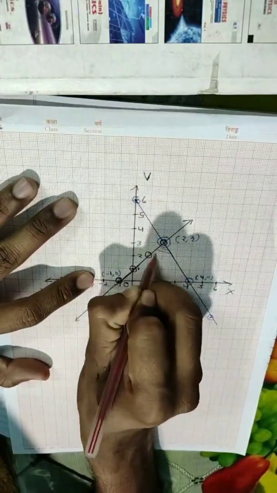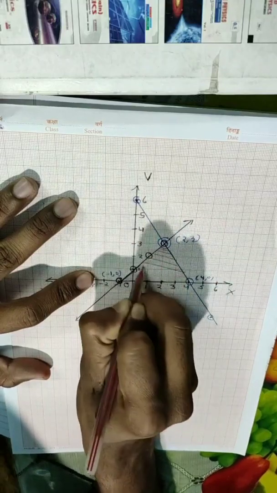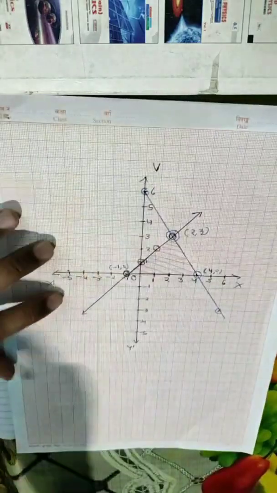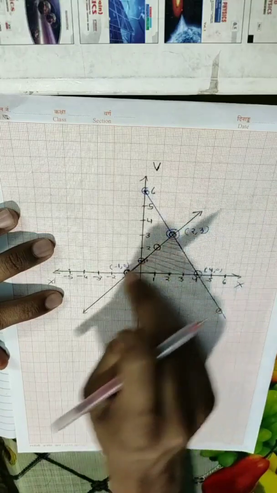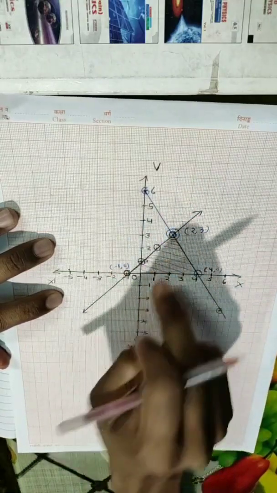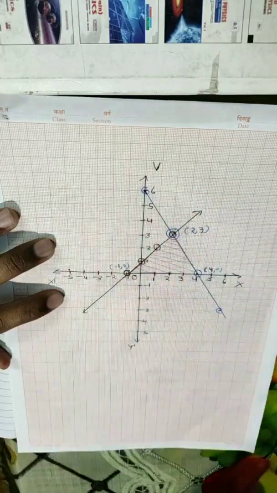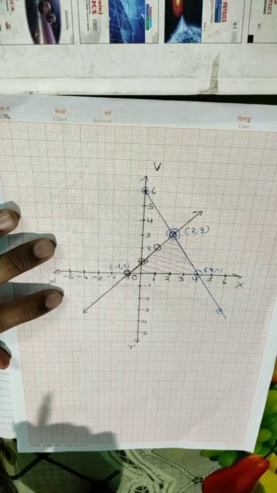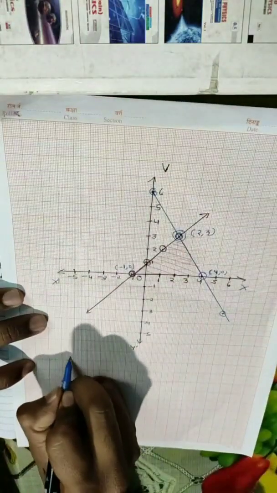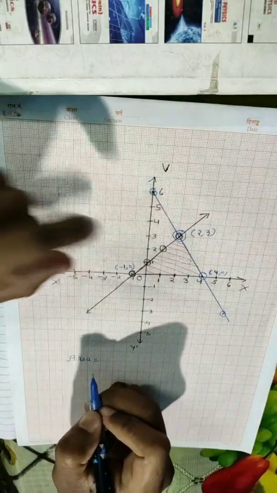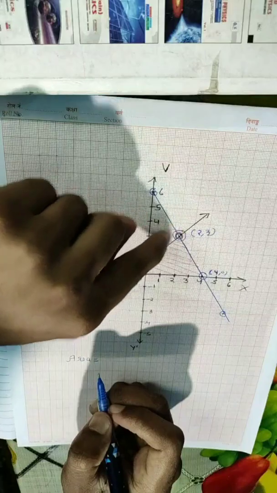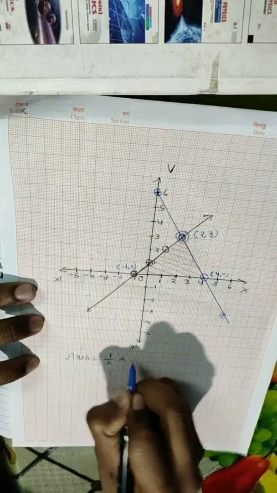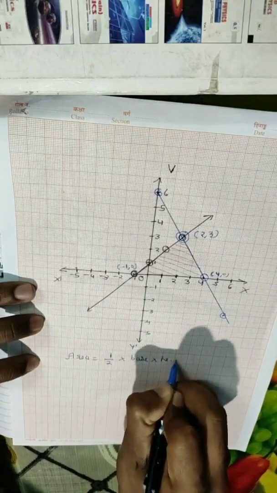Also in the question they can ask about the area of this triangle. Okay, so I am telling you the area also. Now suppose you have been asked to find the area of the triangle enclosed by these two lines and the x-axis. How will we calculate? What is the formula for area? The area we can calculate with the formula half into base into height.